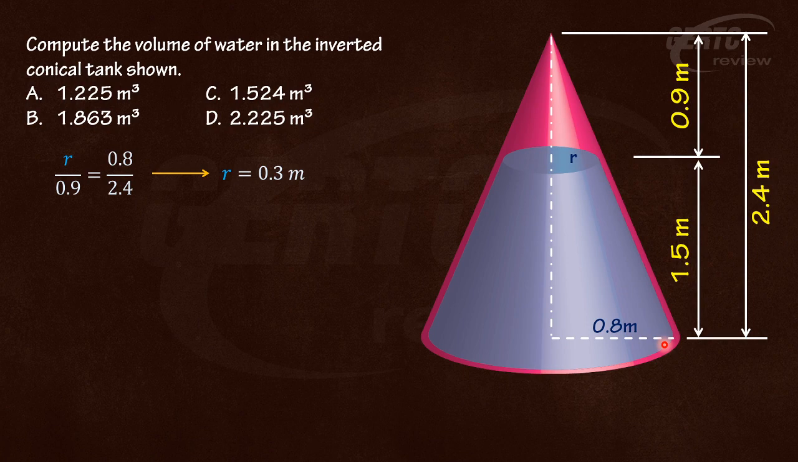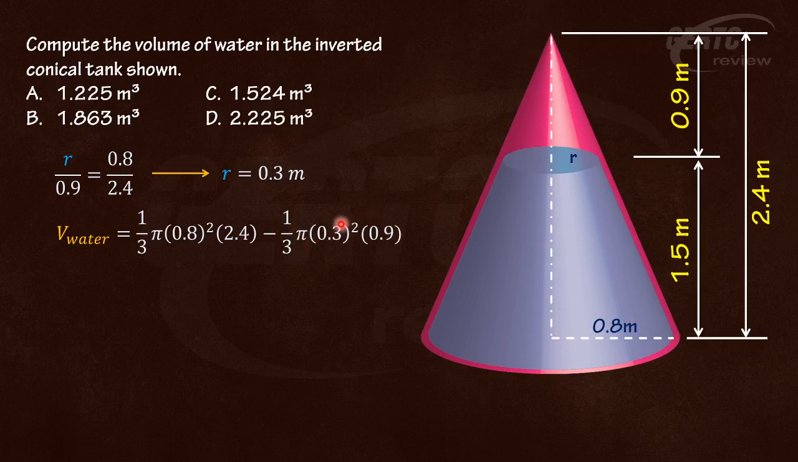Okay, do you still remember? Okay, if you forgot, then no problem. A much easier way to solve the volume of this water is to solve the volume of the big cone, which is 1/3 base area times altitude, minus the volume of the small cone, in which the radius and the altitude, we know it already. Okay, that's much easier. So that is the volume equals 1/3 pi times 0.8 squared times 2.4. That's the big cone. This one is the small cone. Okay, that's very clear. Then you have the volume of water 1.524 cubic meters, and your answer is C.